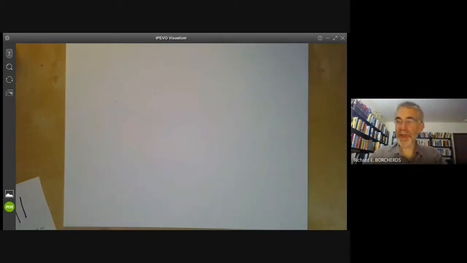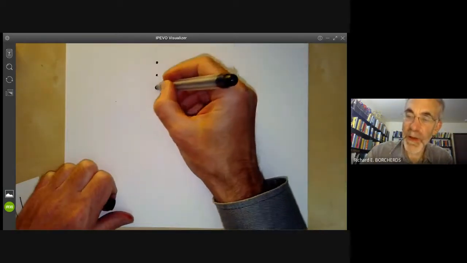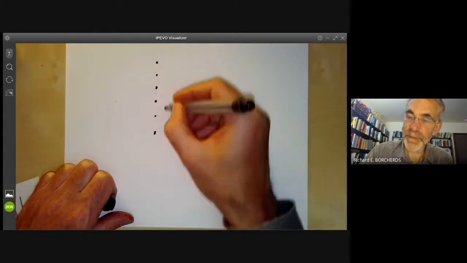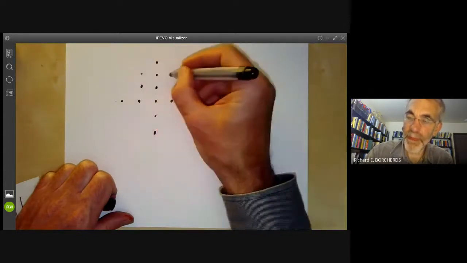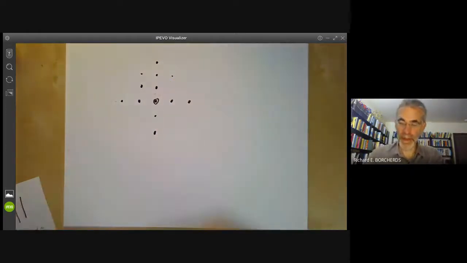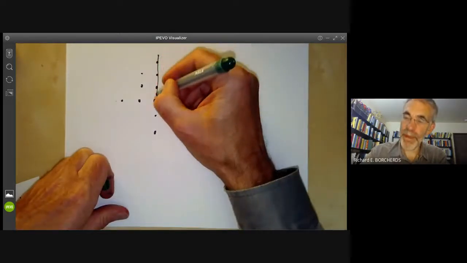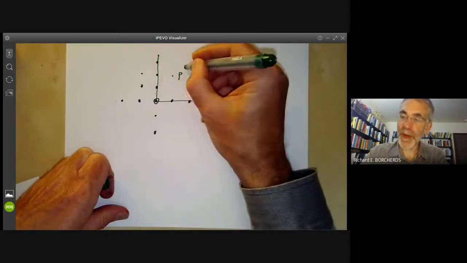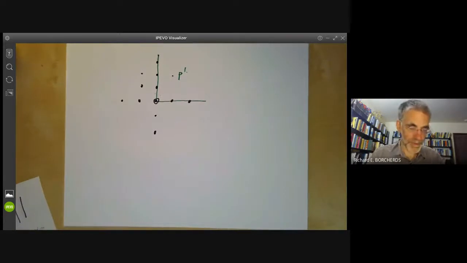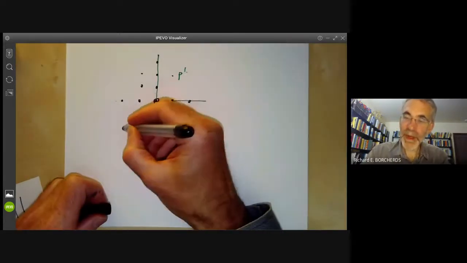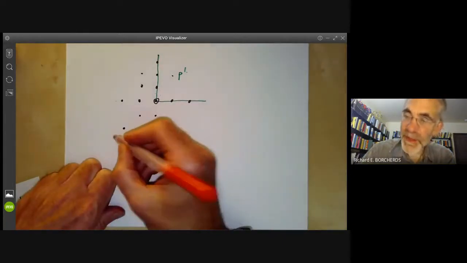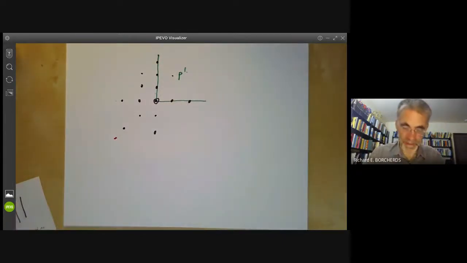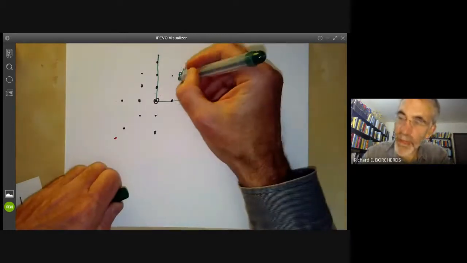Well, we can get the projective plane P2 like this. So I'm going to take a copy of A2. Sorry, this isn't a copy of P1, it's a copy of A2.